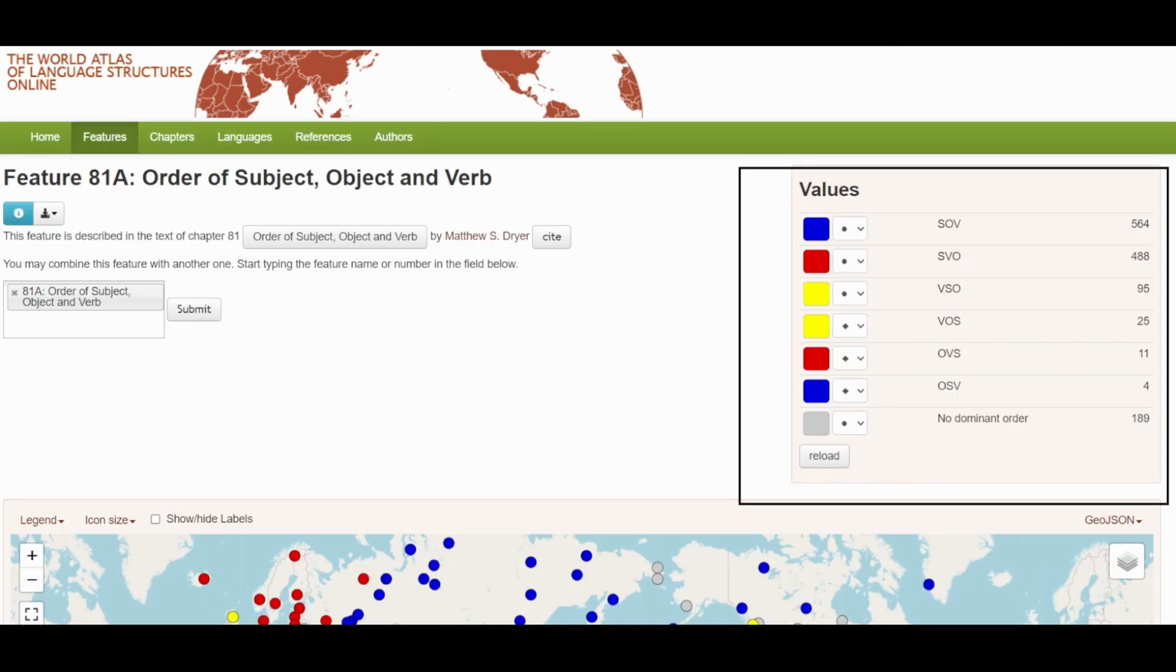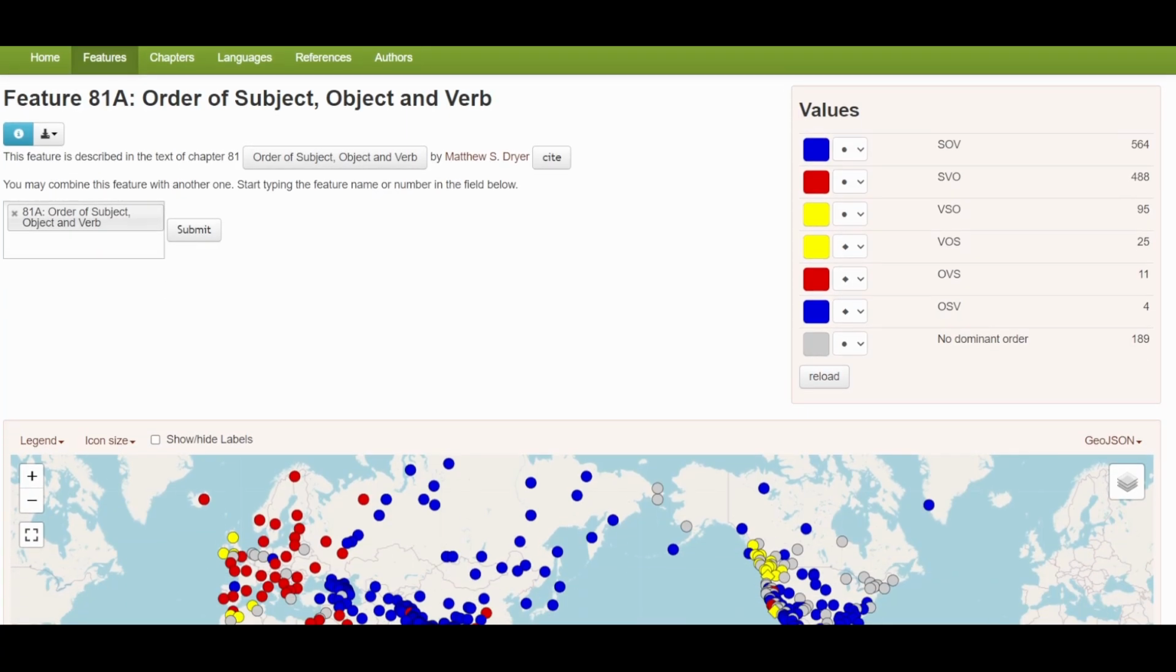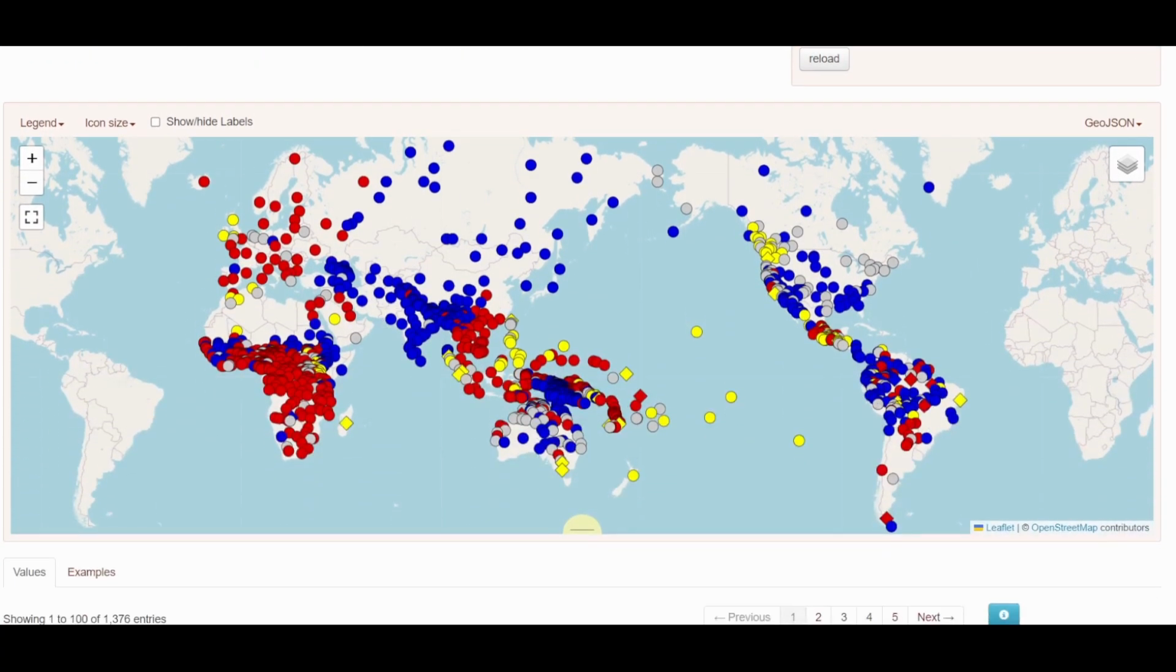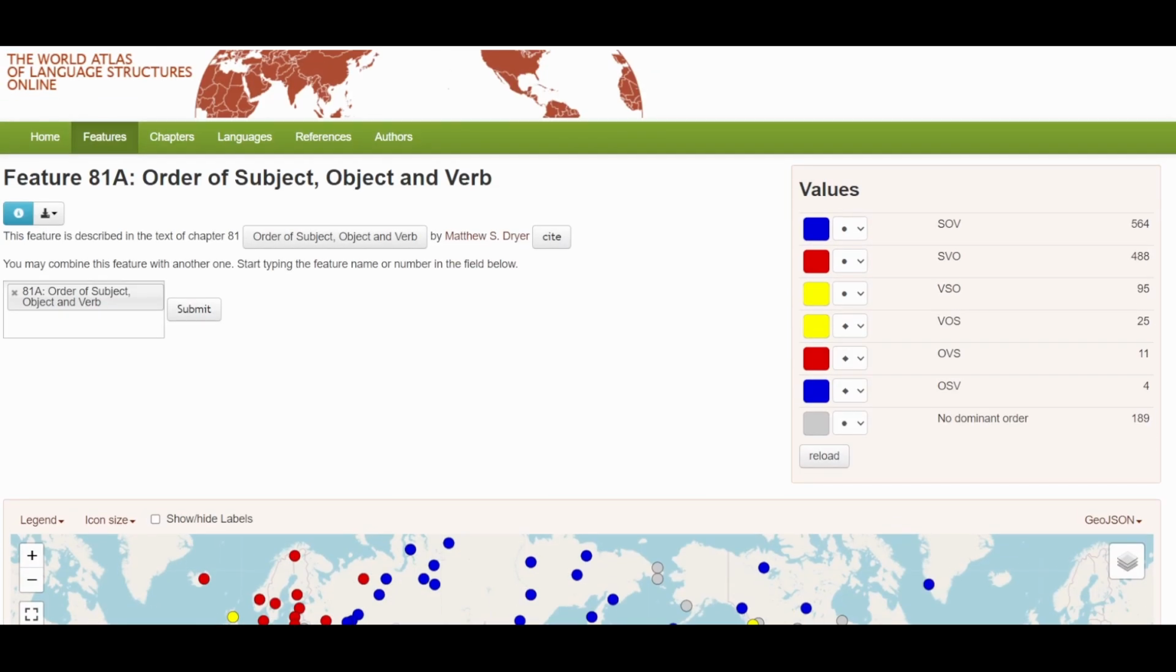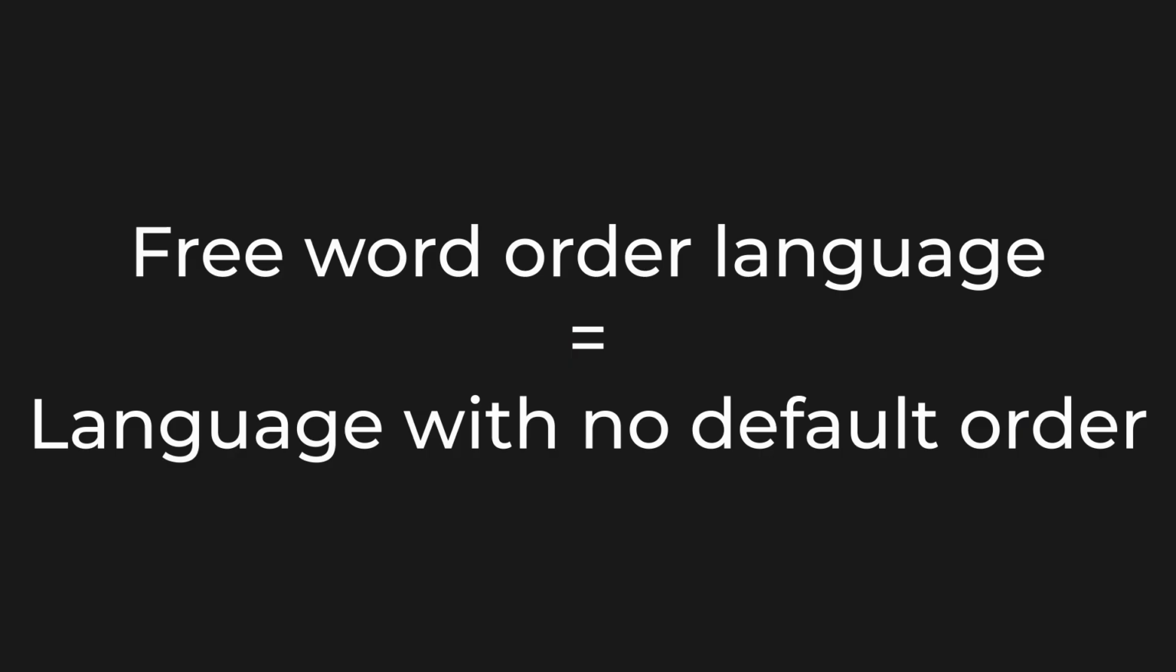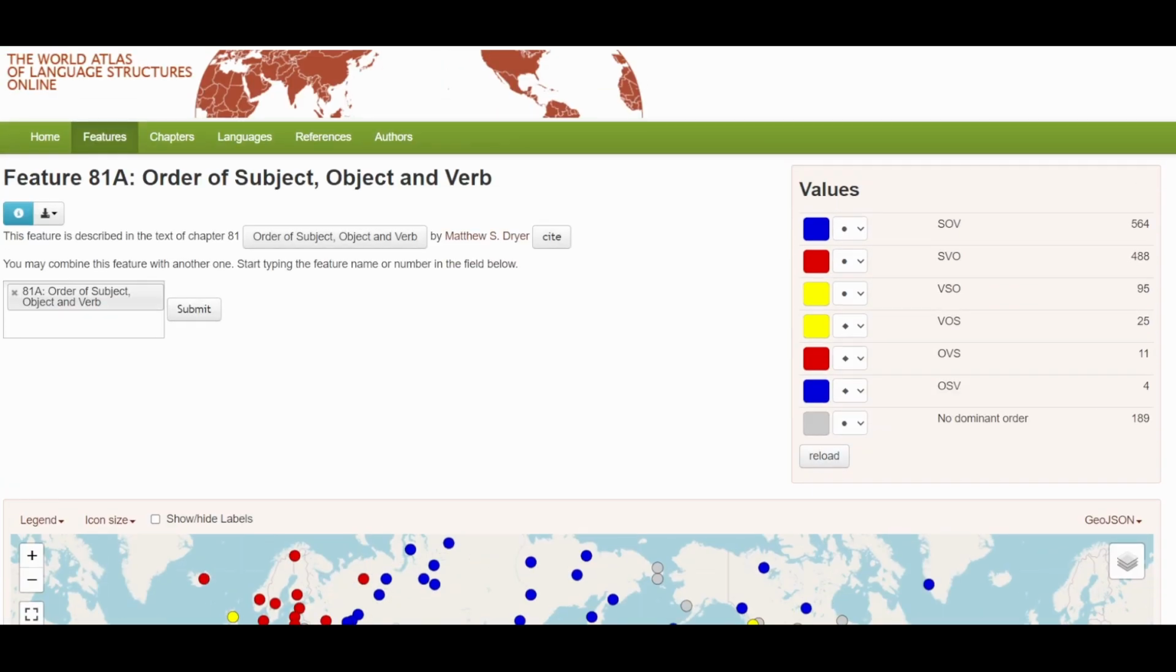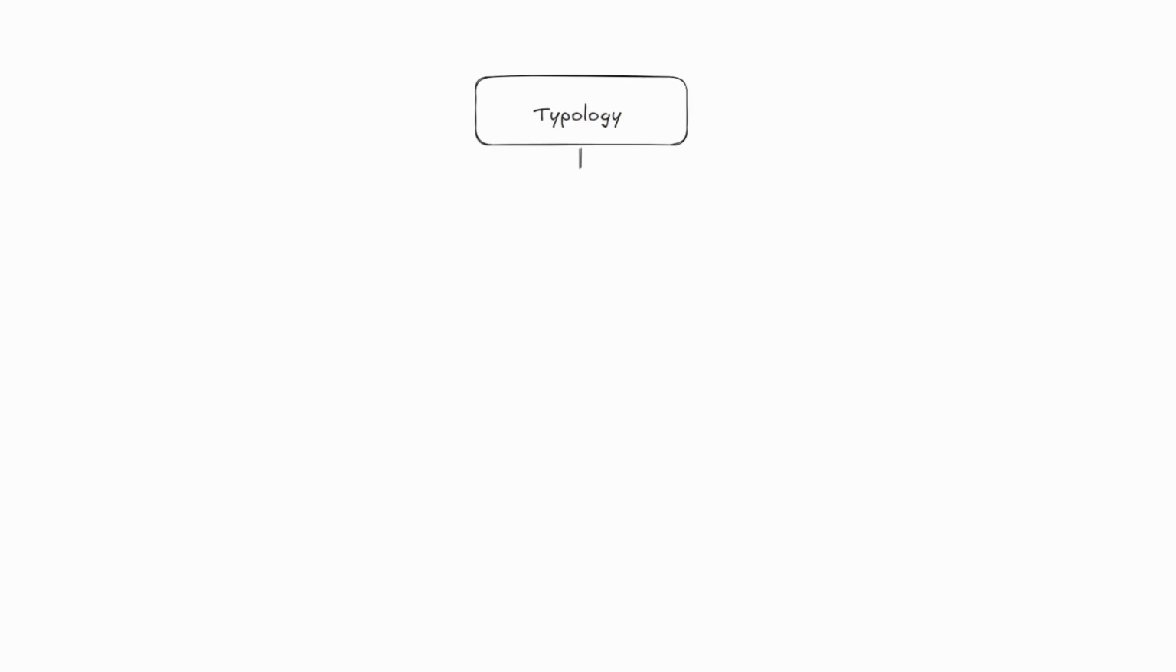Take word order, for example. There can only be 6 general categories, maybe 7. This is because word order is based on the subject, the verb, and the object of a sentence. Here we have 3 different items, which leads to a combination of only 6 categories. 7 if you include languages that have a free word order, meaning they don't have a default word order and words can move around freely. Word order is one of the most common ways to organize languages around the world, and it's quite practical to get a quick idea of what a language typology can look like.